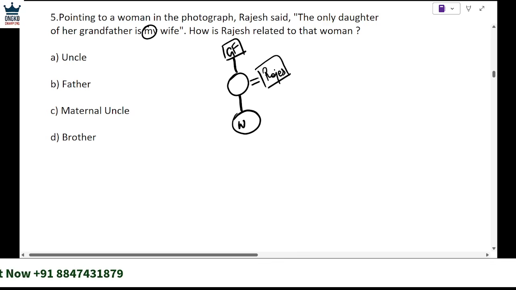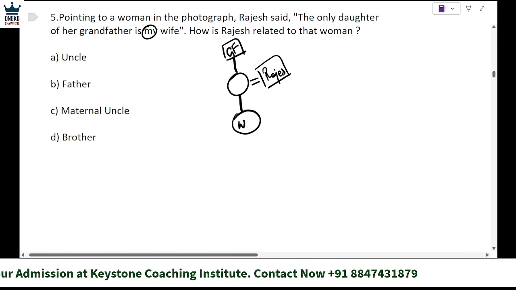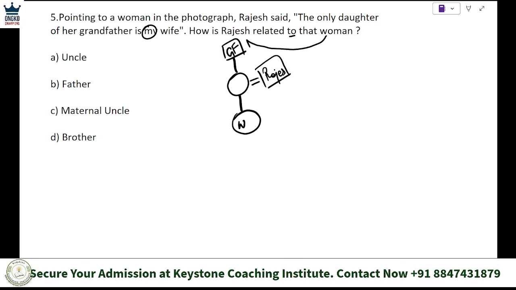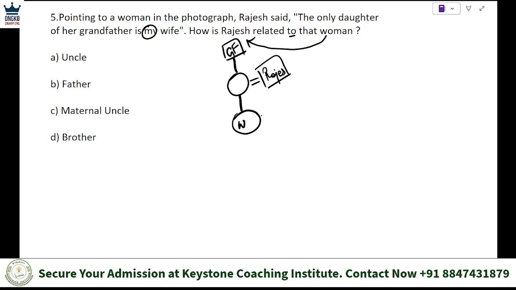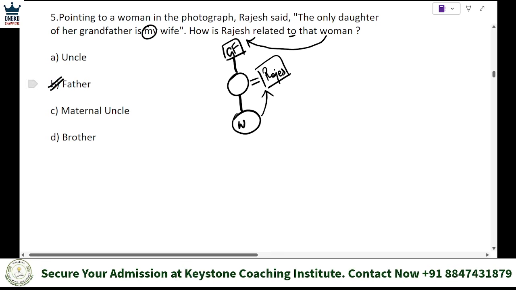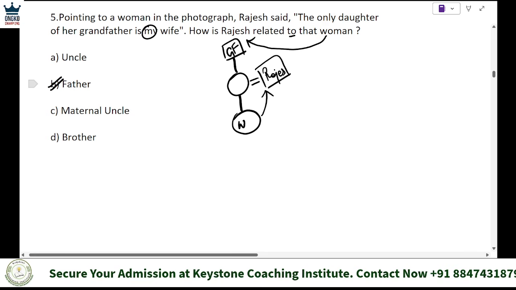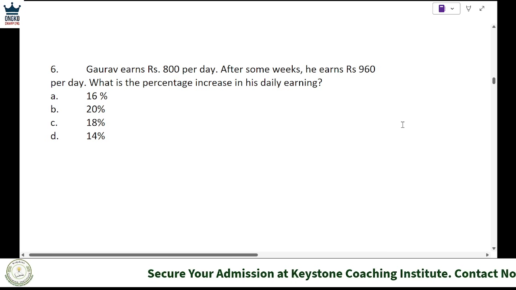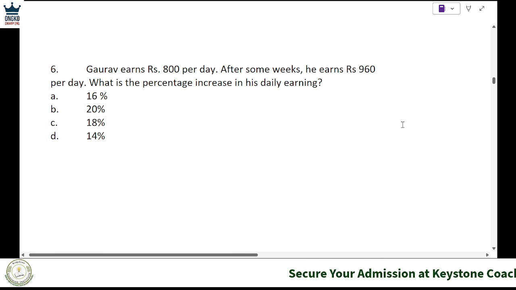Now question is asking us to find how is Rajesh related to that woman. So whenever you see to, that means we need to see how the woman will go to Rajesh. So woman is here, so woman will go to Rajesh is her father. So the answer is father. So that was blood relation. Okay, now we have question number 6.